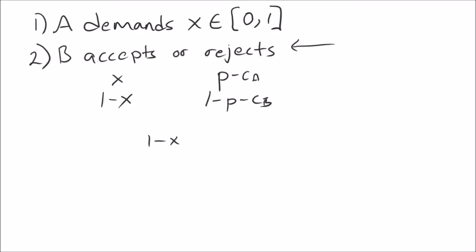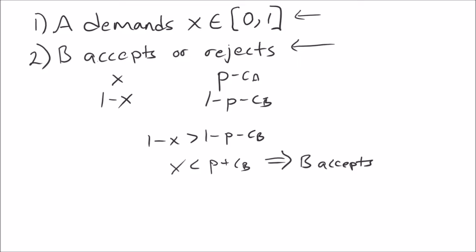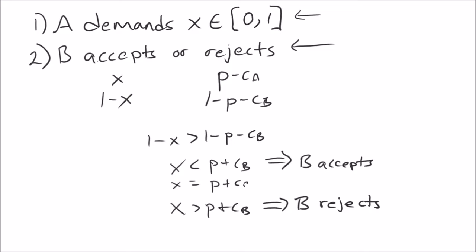B earns 1 minus X if it agrees to a deal, and it gets 1 minus P minus CB if it rejects. So solving for X, which is ultimately what A is going to be demanding, if X is less than P plus CB, then that implies that B accepts. It must accept. Well, by analogous argument, if X is greater than P plus CB, now A is demanding too much, and so B rejects. And likewise, when X is exactly equal to P plus CB, then we have B being indifferent.